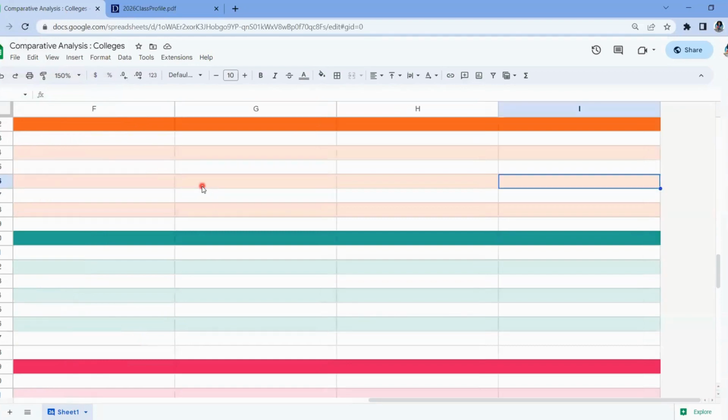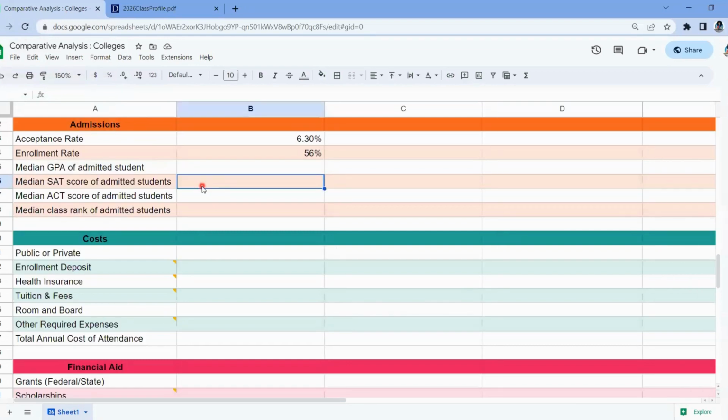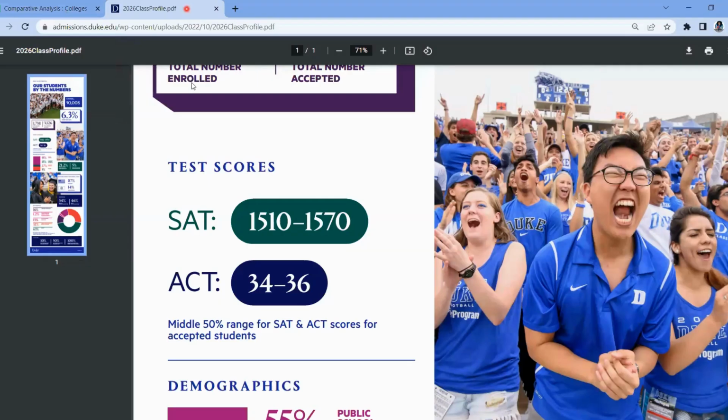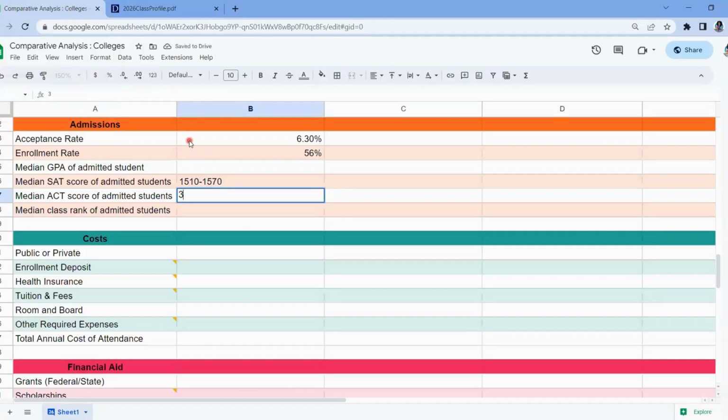Let me go back. 1510 to 1570. And then ACT was 34 to 36. Now this is the middle 50%. So this means about half the students either scored below or above this median.